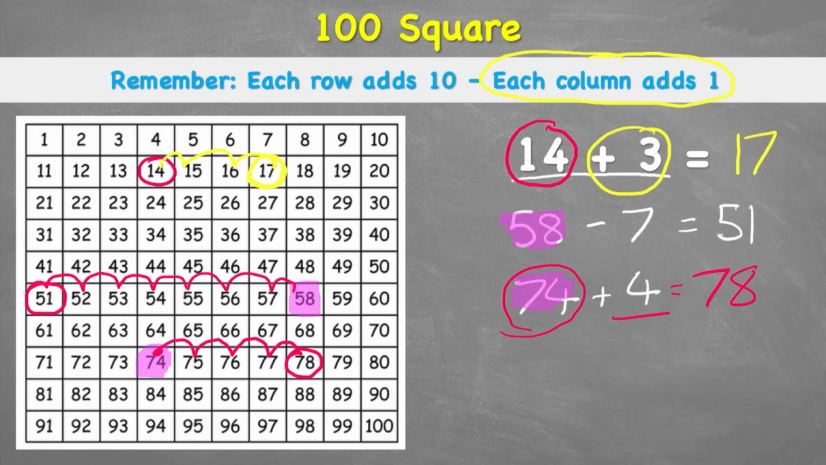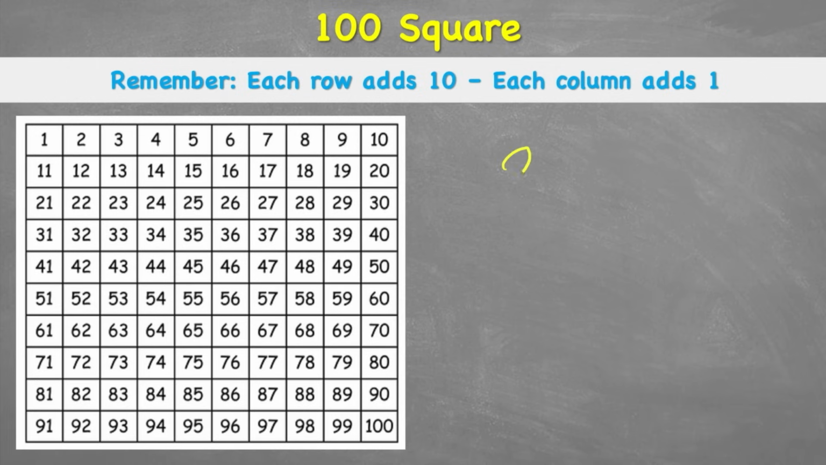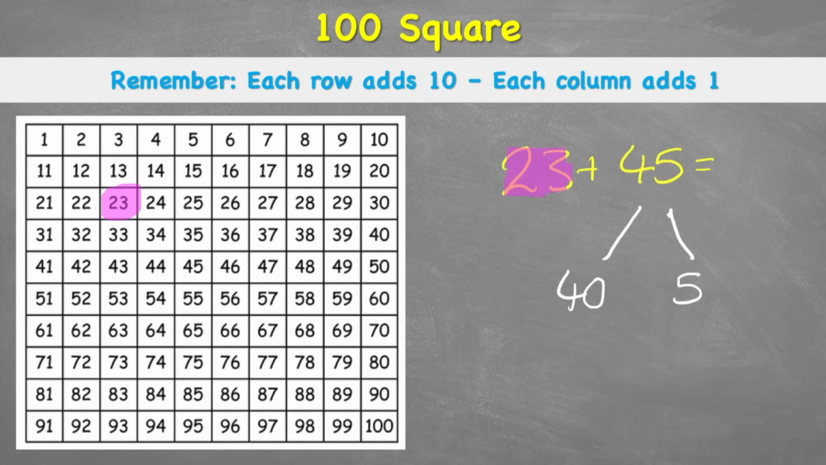Okay, but they were pretty easy. Let's have a look at a harder question. Let's have a look at 23 plus 45. Wow, that's a hard question. Well, first thing we're going to do anyway is find our 23, because that's our starting position. There it is. And now when I'm adding my 45, I want to understand that my 45 is made up of a 40 and a 5. So when I'm adding, I can do it in those two parts.